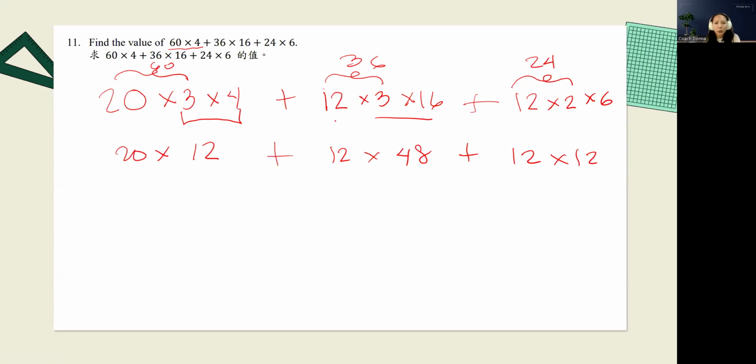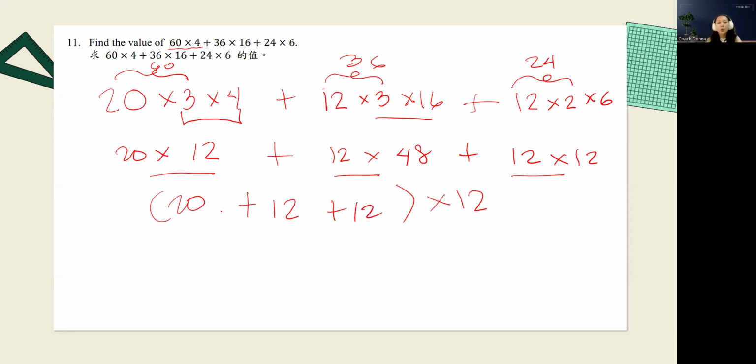So what we're going to do now is that you can see we're constantly multiplying it by 12. If we're constantly multiplying it by 12, we have to take out that common multiplication times 12. Take it out and put everything else inside the parentheses. So you'll be left with 20 plus 12 plus 12. So 20 plus 12, 32 plus 12, 44. Multiply it by 12. 44 times 12 would give you an answer of 528. And this is our answer.